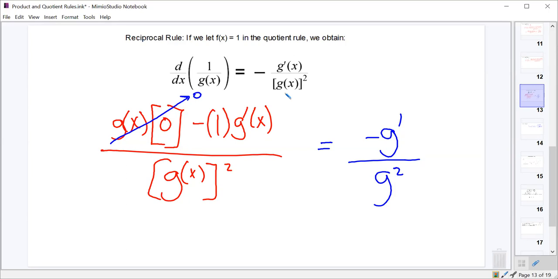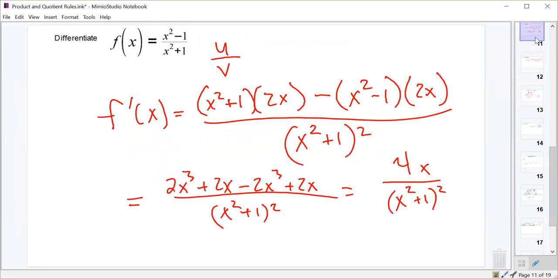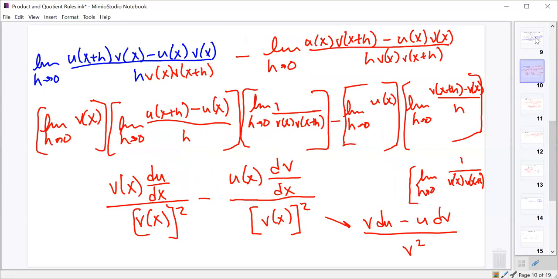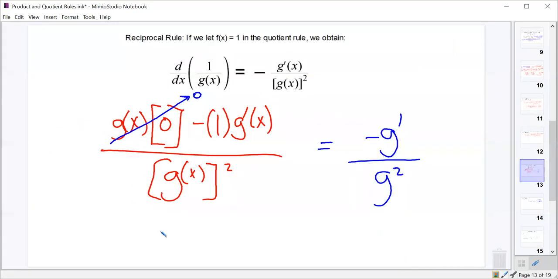Because remember, the quotient rule says the end of your quotient rule is that denominator squared. Oh, okay. And so that's where we get that, because this is just us using the quotient rule to prove this rule. So that's the denominator g of x squared. Okay. Any other questions from today? Sounds like that's it.